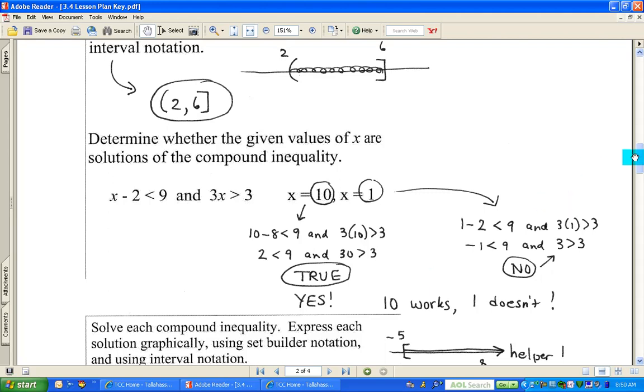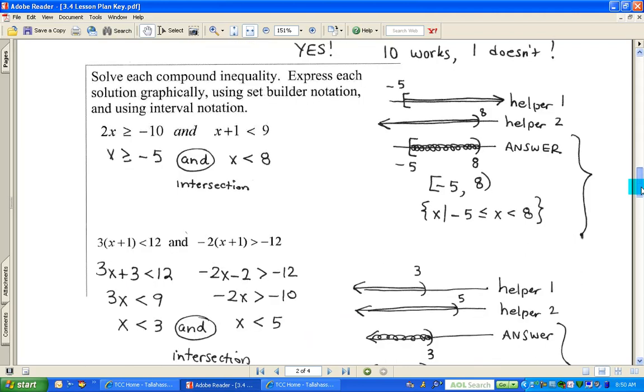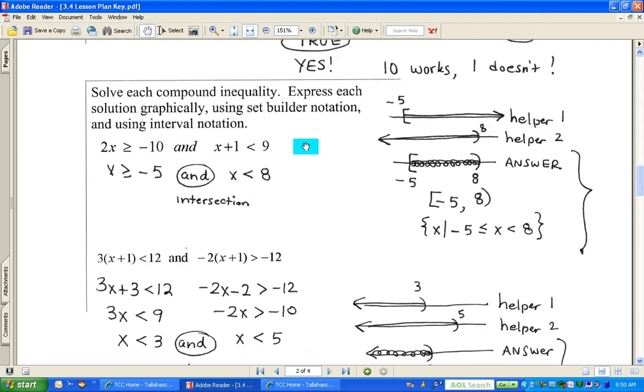Okay, ladies and gentlemen, let's move on. We've already done the 3.4 part 1 video. Now I'm ready to move on to the kind of compound inequalities that I teach students to do by using what I call helper graphs. So, we're asked to solve the compound inequality. It's a compound inequality because it's two inequalities joined with the word and.